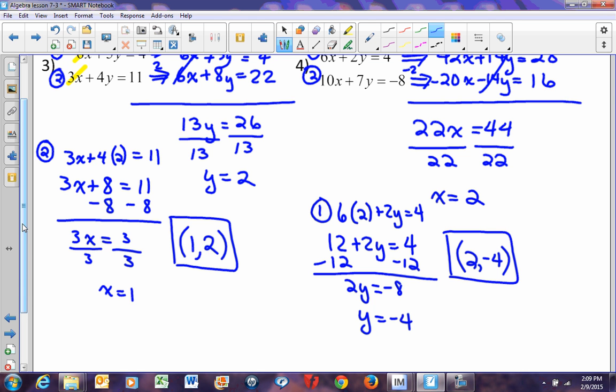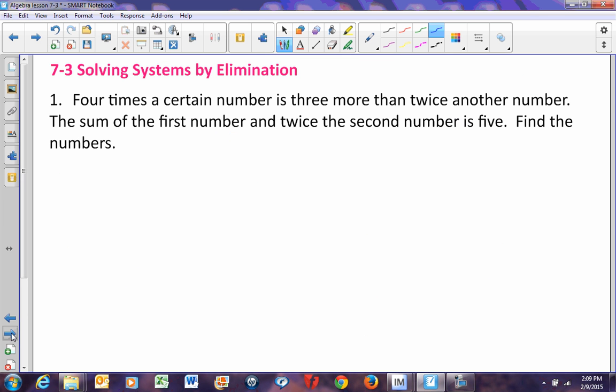Now, we can do real world problems with these, in other words, known as word problems, things that you would encounter in real life. Let's take a look at this problem. 4 times a certain number is 3 more than twice another number. The sum of the first number and twice the second number is 5. Find the numbers. Okay, I have 2 numbers.